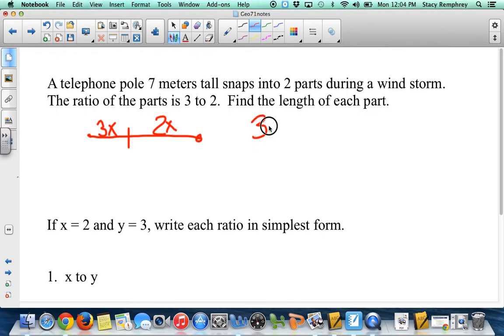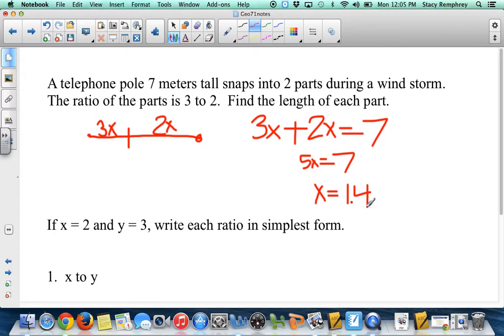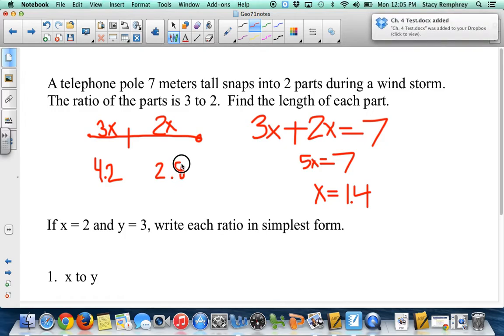So I know that 3x plus 2x has to equal the whole length of 7. Okay, you can solve that. And I get x equals 1.4. Now that's not the length of the part, that's that common multiplier. When it reduced back to 3 to 2, it means that it divided both parts by 1.4. So to get the length of each part, you're just going to take the 3 and multiply that by 1.4. So that gives you 4.2. And take the 2, multiply it by 1.4. That's 2.8. So the lengths of the 2 were 4.2 meters and 2.8 meters.